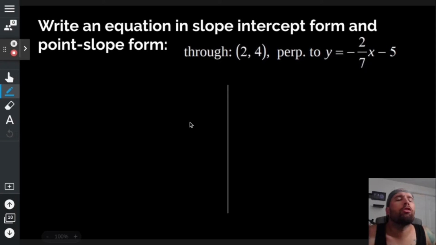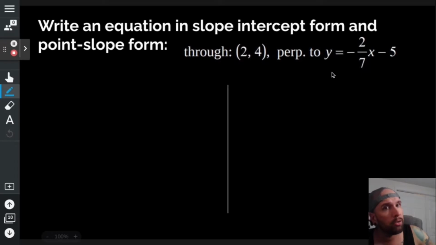Write an equation in slope-intercept form and point-slope form. First things first, the set of directions are different. I am given a point and a slope. But it's got to be perpendicular to that.